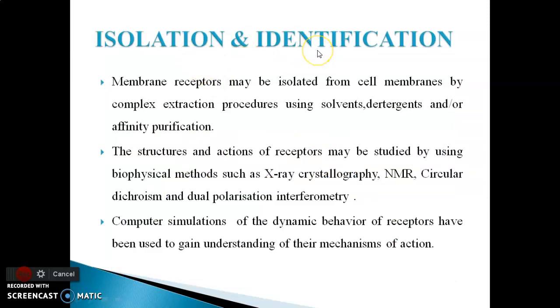Isolation and identification of receptors. The membrane receptors can be isolated from the cell membranes by complex extraction procedures which involve the use of solvents, detergents, or they can be isolated by affinity purification. The structures and actions of these isolated receptors can be studied using different methods like X-ray crystallography, NMR, circular dichroism, and dual polarization interferometry. Along with this, computer simulations of the receptors are used nowadays to understand their mechanism of action.